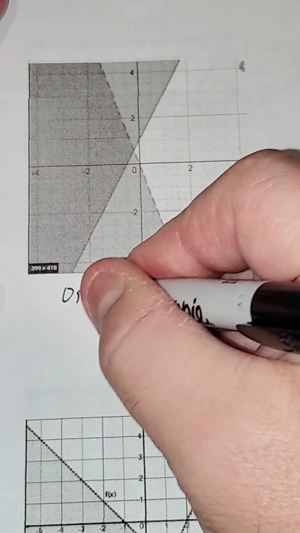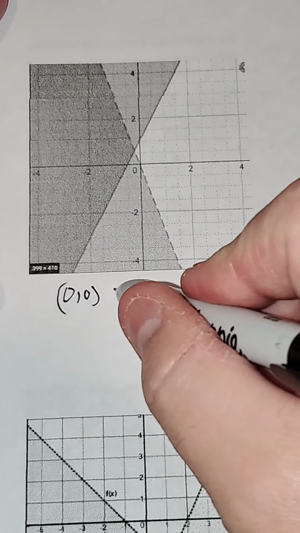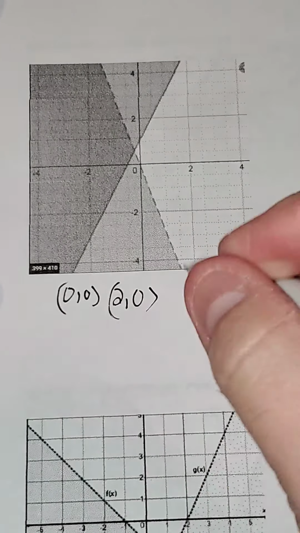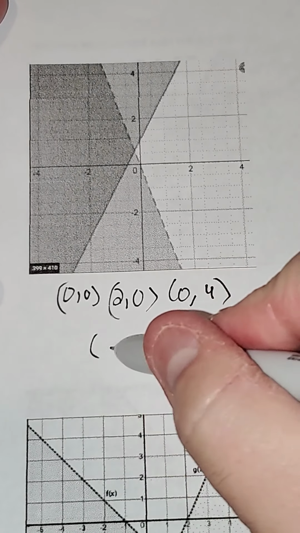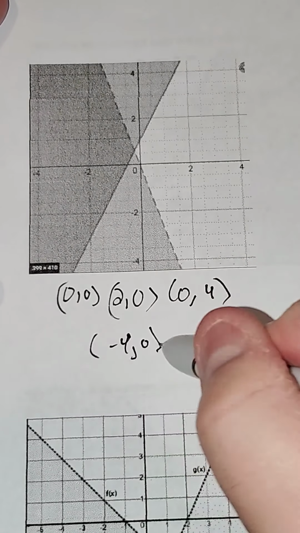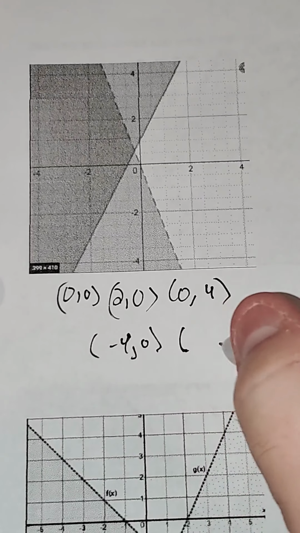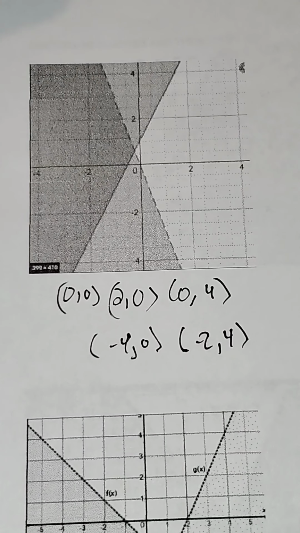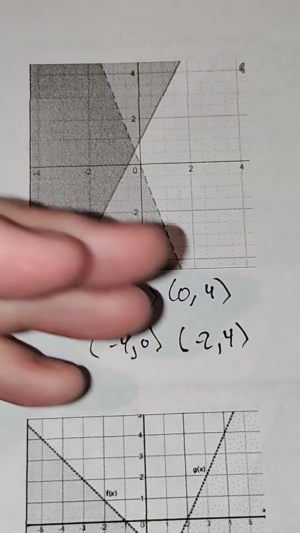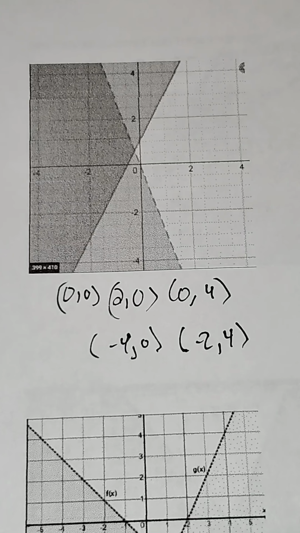Let's do (0, 0), and let's do (2, 0), and let's do (0, 4), and how about (-4, 0), and how about (-2, 4). Pause the video. See which one of these are part of the solutions. I'm just going to put the dots on the paper after this and show you what they are. You should have paused by now, and now I'm going to show you the answers.